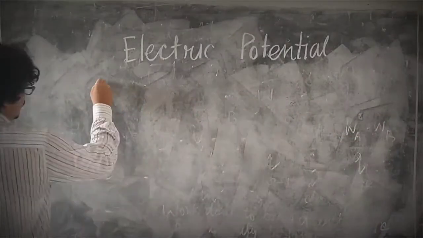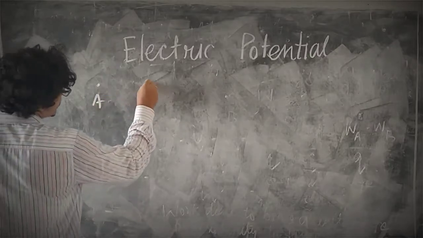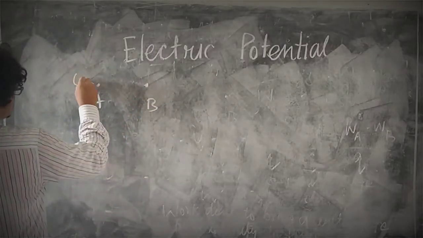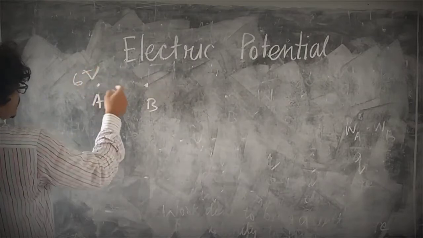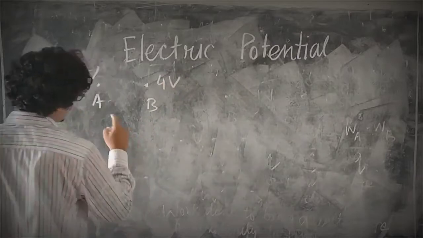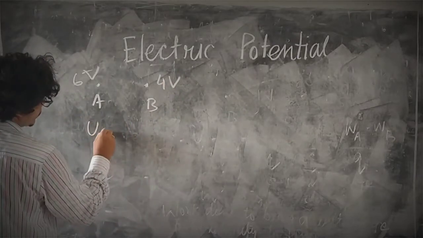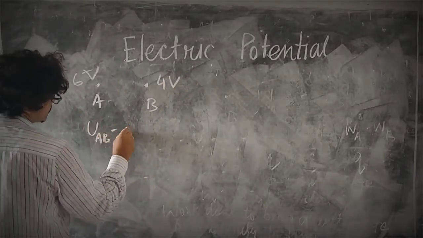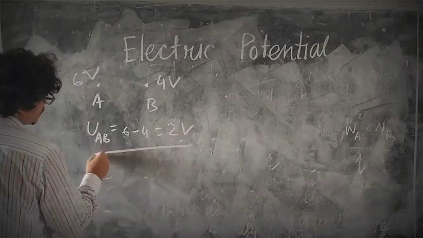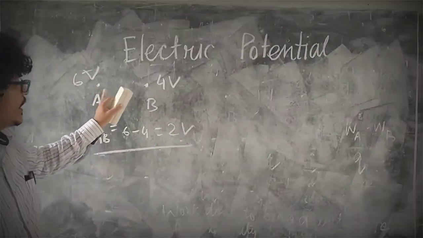Let us say there are 2 points A and B. If the potential at A is 6 volt and the potential at B is 4 volt, then what is the potential difference between A and B? 6 minus 4, that is 2 volt. This is the potential difference between A and B.